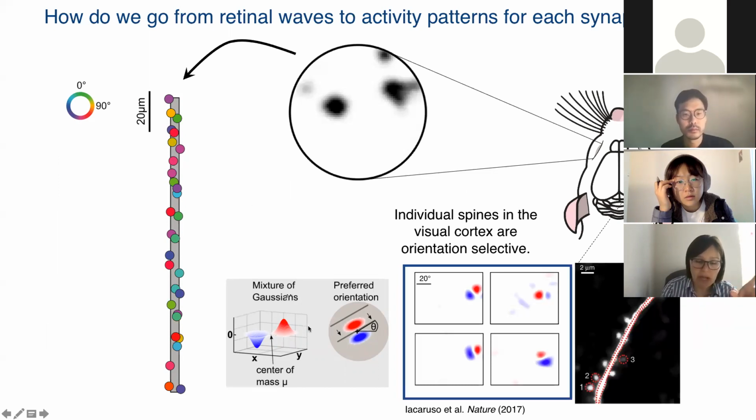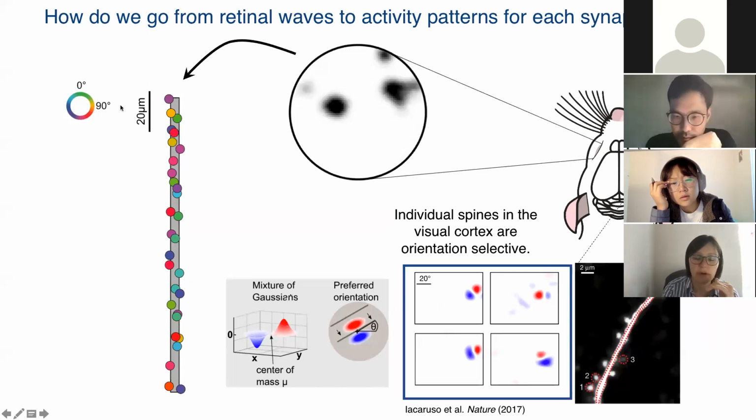From now on, I'm going to color these synapses. They're no longer going to be black. The color here is going to denote this angle of orientation that I show you here. I'm going to use this color wheel to tell you what that orientation is. For example, yellow means a horizontally oriented receptive field.